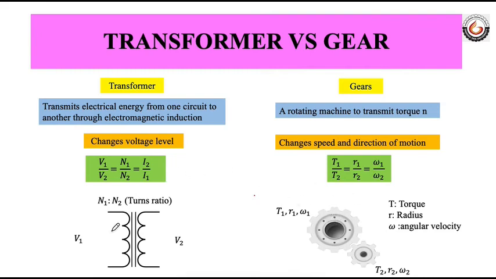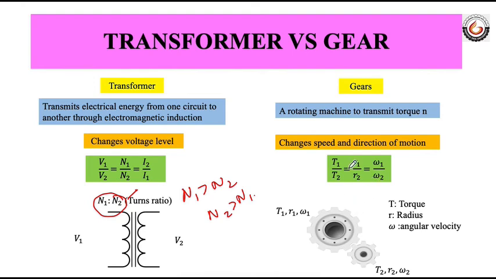If I have a transformer with a turn ratio N1 by N2, V1 by V2 is N1 by N2, and the current would be the reverse of it, I2 by I1, right? So it will be step up or step down based on N1 and N2. If N1 is greater than N2, it is step down type. If N2 is greater than N1, it is step up.